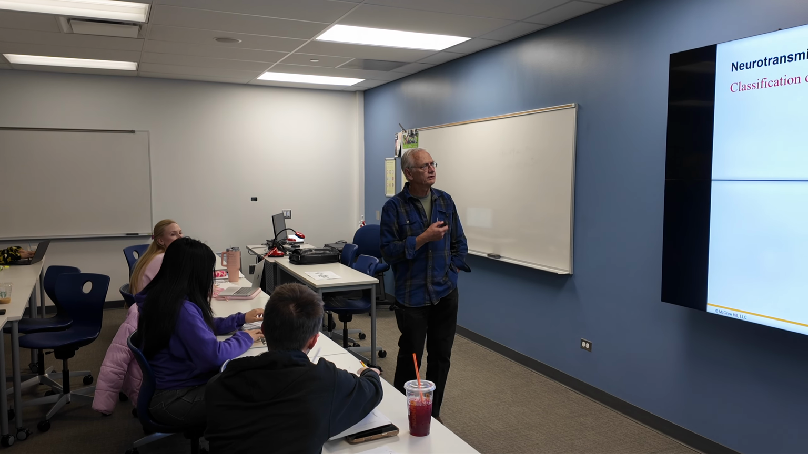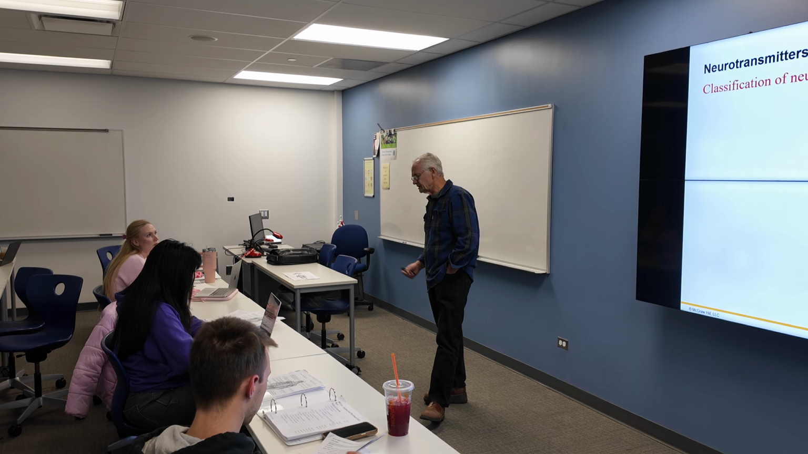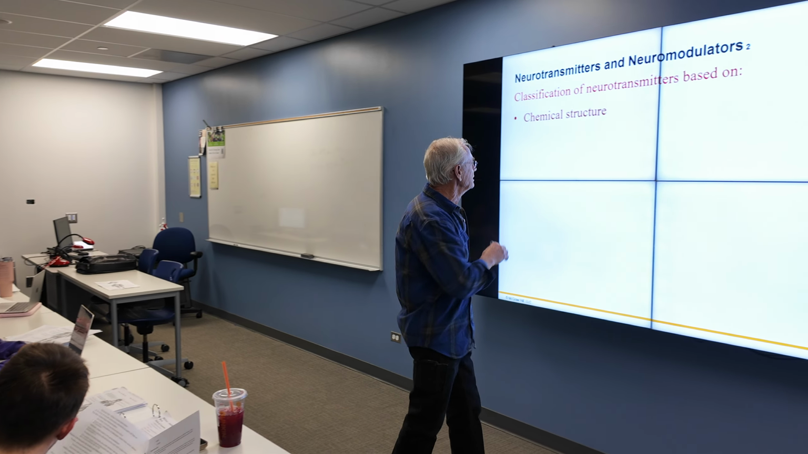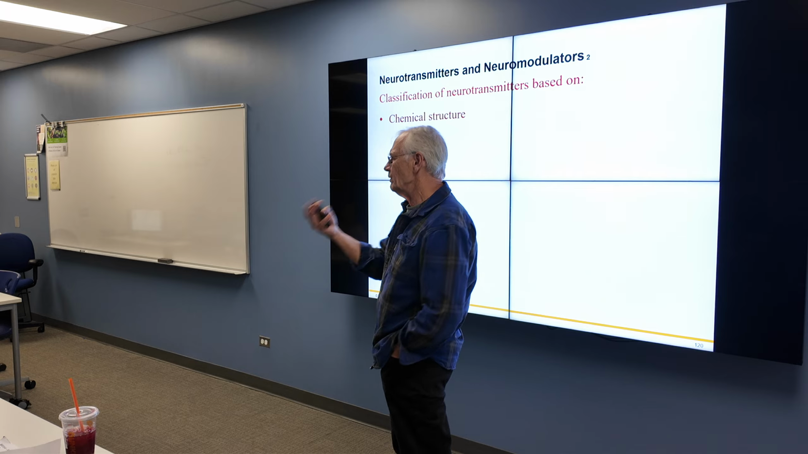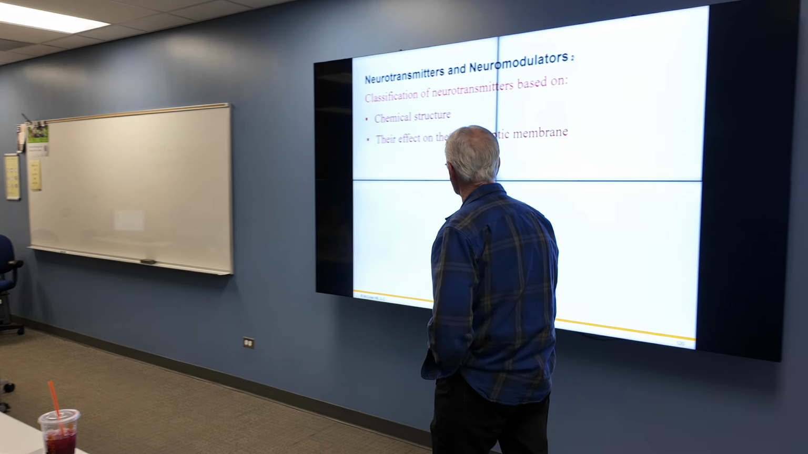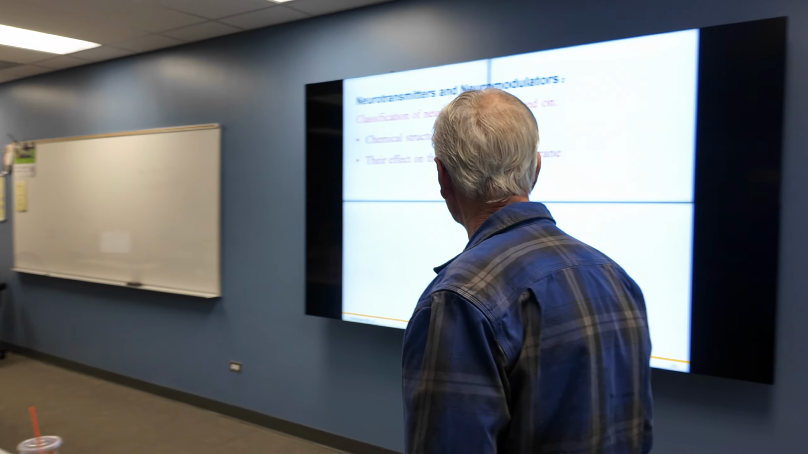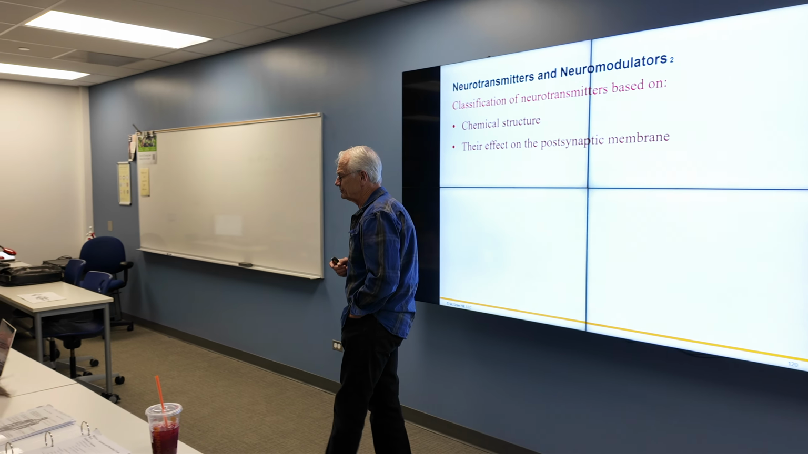I want to go over neurotransmitters and neuromodulators again, just in a little bit of review. We talk about the classification. How are we going to get all these neurotransmitters classified? The chemical structure, how they're actually formulated, their effect on the postsynaptic membrane. Are we good with pre and post synapse here?